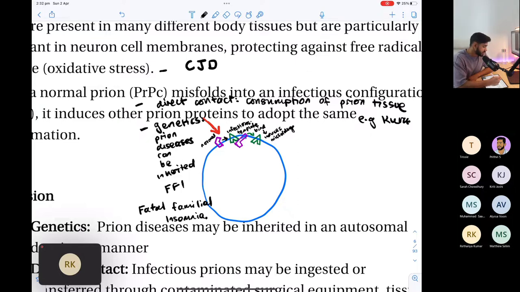CJD. Ruthenia, any ideas what CJD stands for? I'm asking you only because you finished Mod 7. No, I haven't come across this. Okay, CJD stands for Creutzfeldt-Jakob disease.